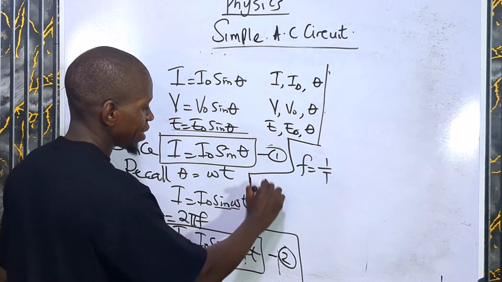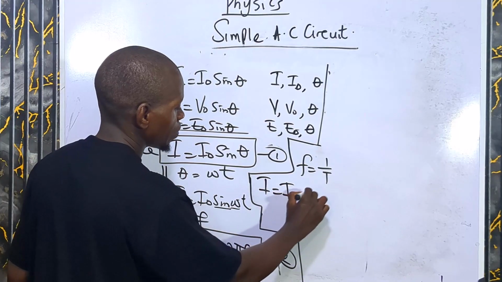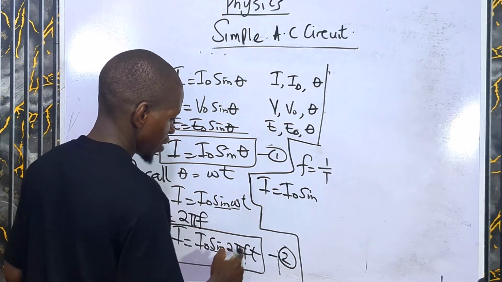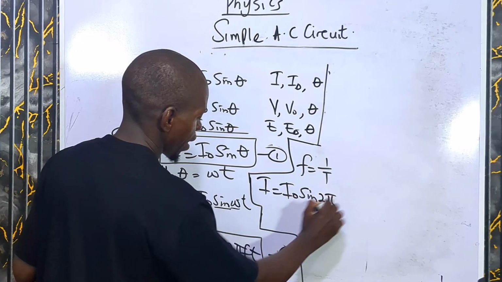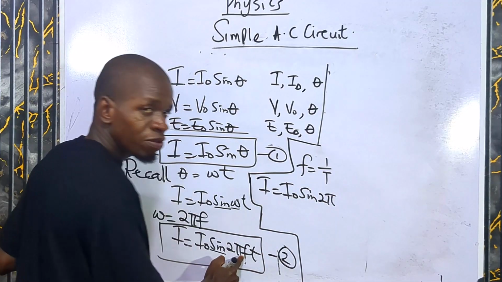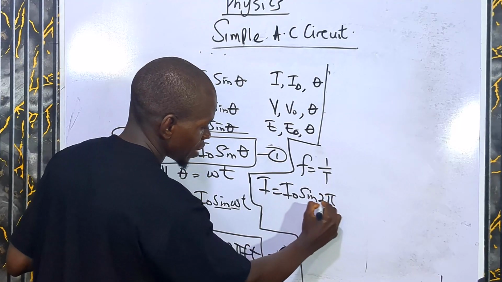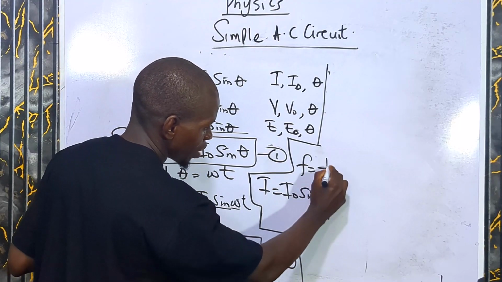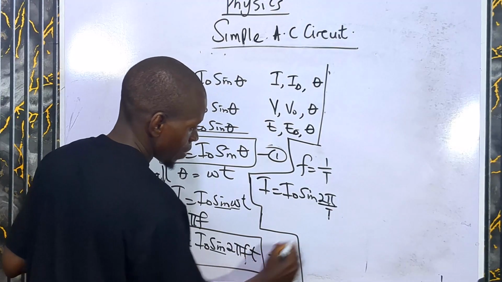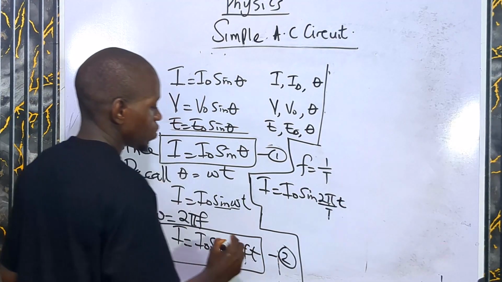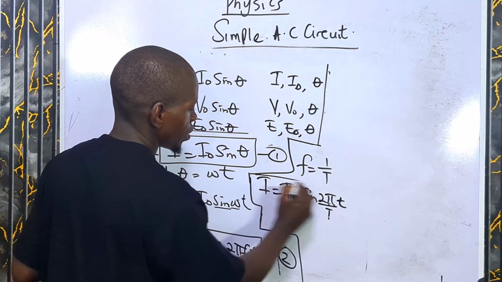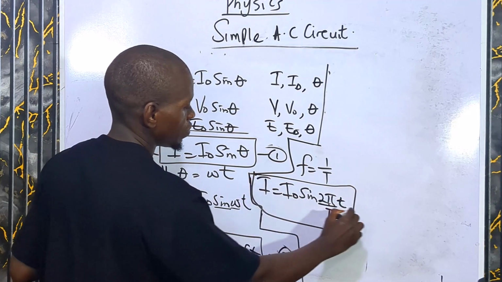So for that, I can just say that my I equals I0 sine 2 pi, where I have f, I'll remove that f and place 1 over T. That is, my T is going to be here, 1 times this is going to be the same thing. Then I'll now place my t beside it. So now this is the third one that you need to take note of.